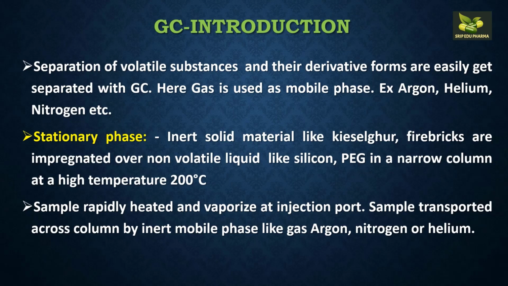The sample is generally heated and vaporized at the injection port. That means as soon as the sample is injected in the oven, within a fraction of a second, the sample gets rapidly vaporized because the temperature is maximum in the oven. This sample then passes across the column of stationary phase along with the mobile phase, the gases. So this is the process that normally occurs in gas chromatography.